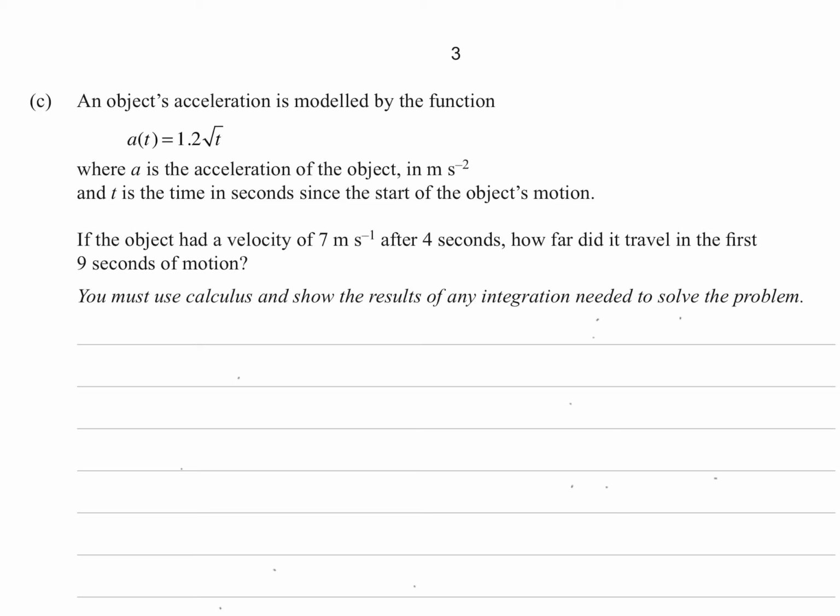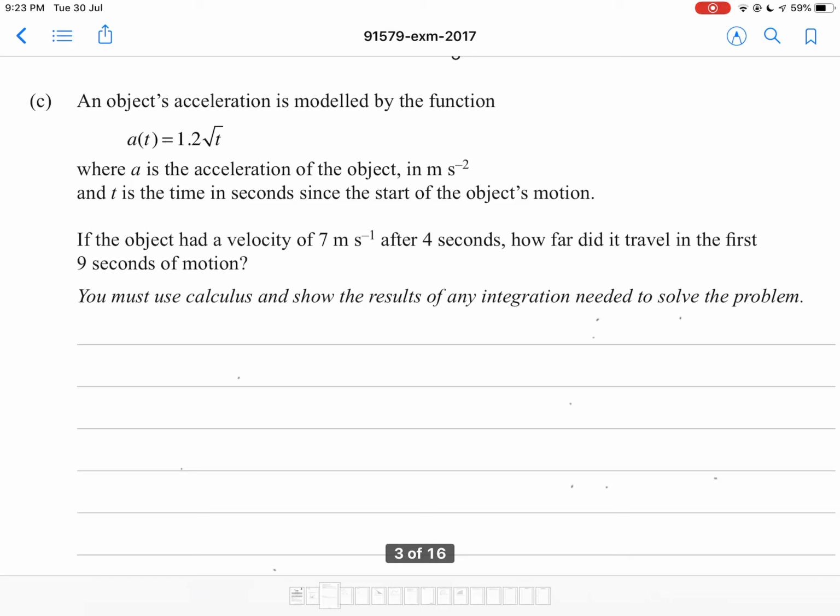Moving along. An object's acceleration is modeled by the function a of t equals 1.2 times square root of t, where a is the acceleration of the object in meters per second squared and t is the time in seconds since the start of the object's motion. If the object had a velocity of 7 meters per second at 4 seconds, how far did it travel in the first 9 seconds of motion?